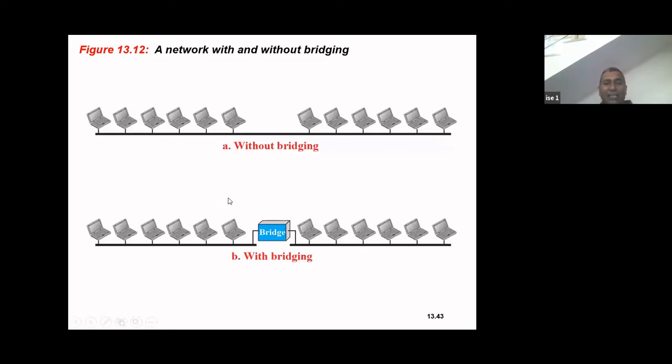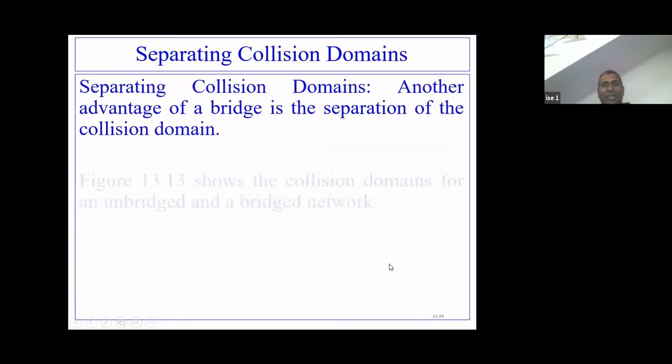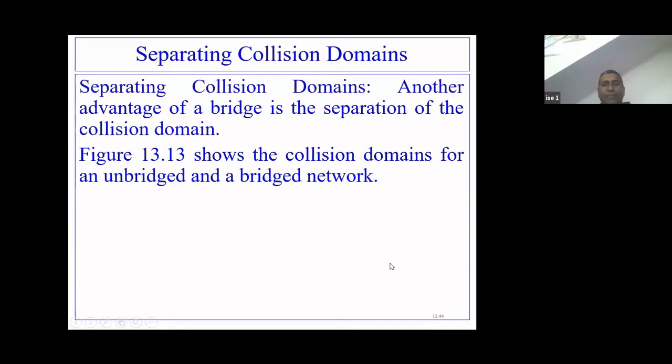Whereas when I have separated these LANs, six systems here and six systems here, and in between I introduce a bridge, this LAN gets separated and it can use 10 Mbps here and 10 Mbps here. And the collision domain is also separated. Bandwidth is enhanced. Now 10 Mbps is divided among six systems, so it is definitely more than 1 Mbps for each system. This is the biggest advantage of a bridge. And collision domains are separate.